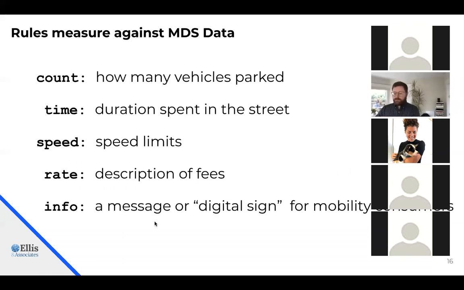It also contains different elements like counts, how many vehicles would be parked, a time element, and speed limits, which you might see in there. Also a description of fees, what it might cost to transact with something. And then it can be just as plain as a normal sign, a digital form of a physical sign that says something the city might want to express to a company, and then the company could choose to forward that on to individual users if they chose to.